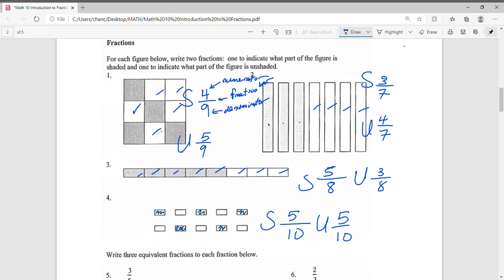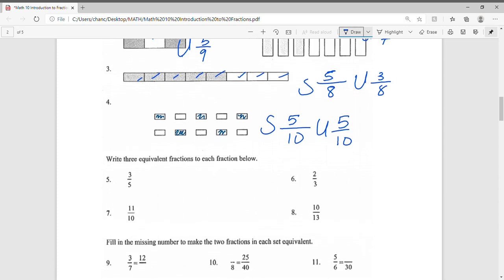Now, what's the relationship? If you look carefully, the relationship is the total of the numerators always adds up to the denominator. It adds up to one whole. So those are things that are important, and you might want to emphasize that to your students, that fractions are just part of the whole, and all of the parts have to add up to one whole.